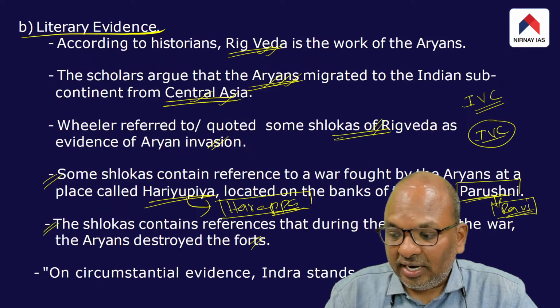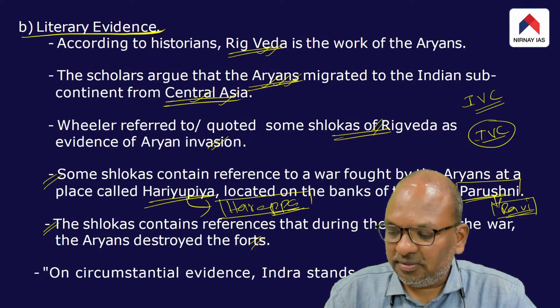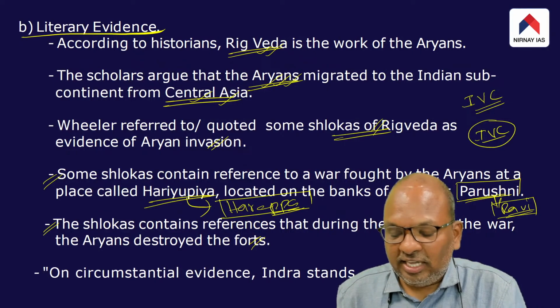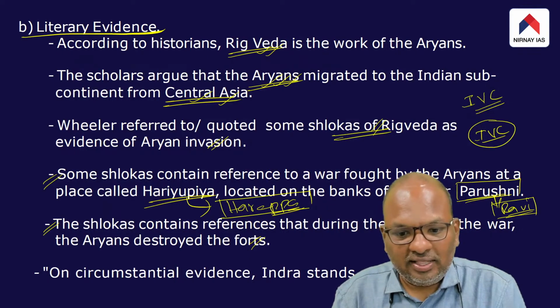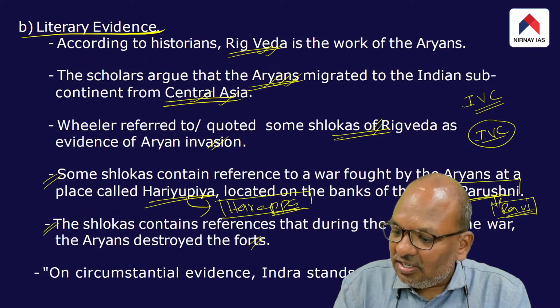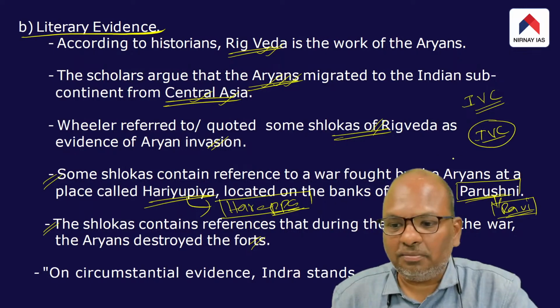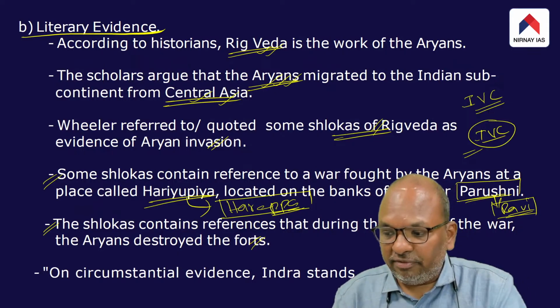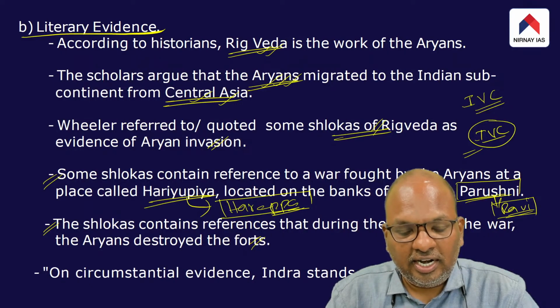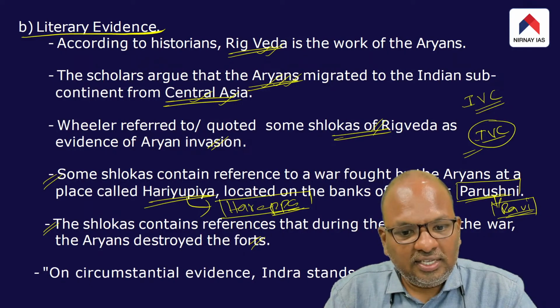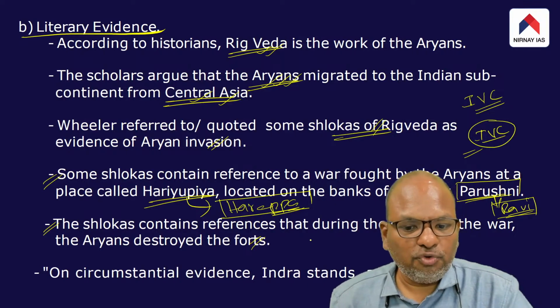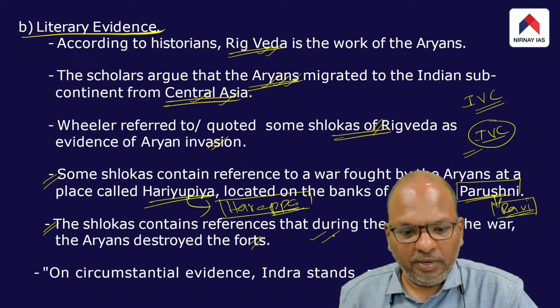And the Rig Veda contains reference to the destruction of forts, and therefore Wheeler argued that the references to the destruction of forts in the Rig Veda are nothing but the destruction of Indus Valley cities. That was the argument by Mortimer Wheeler. He basically argued that the references we get relating to destruction from the Rig Veda are none other than the destruction of the Indus cities only. That is the argument put forward by Mortimer. I hope I am clear.